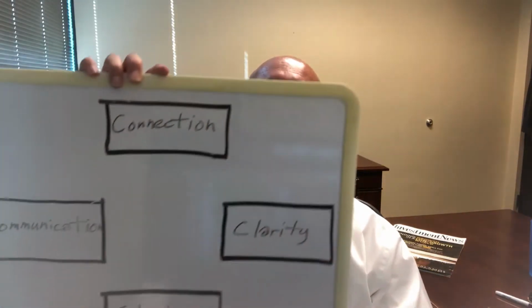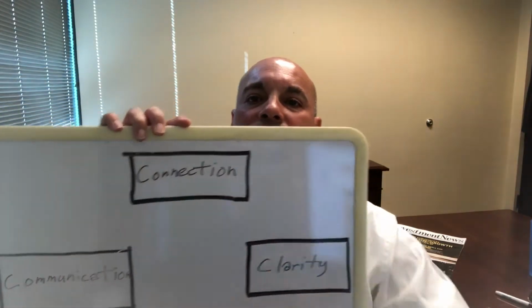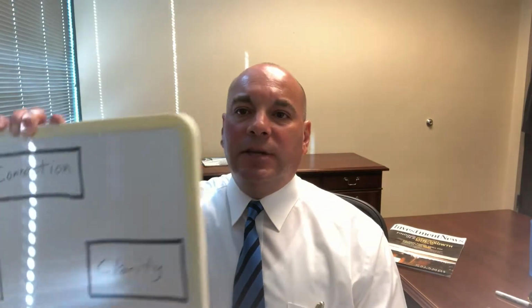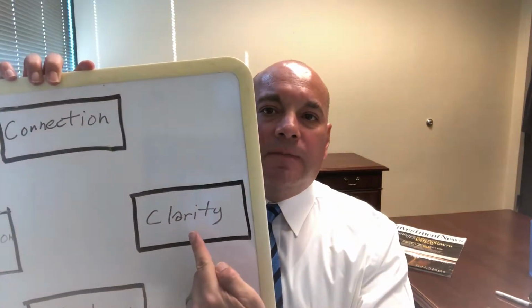So it begins with connection. That is the first step. And if you look at this as a circle, we're going to go all around this board here. Connection's right at the top. Connection answers the question, are we a good fit? Do you like us? Do you trust us? And if the client does like us and does trust us, then we can move to the next phase, the next step, which is clarity.